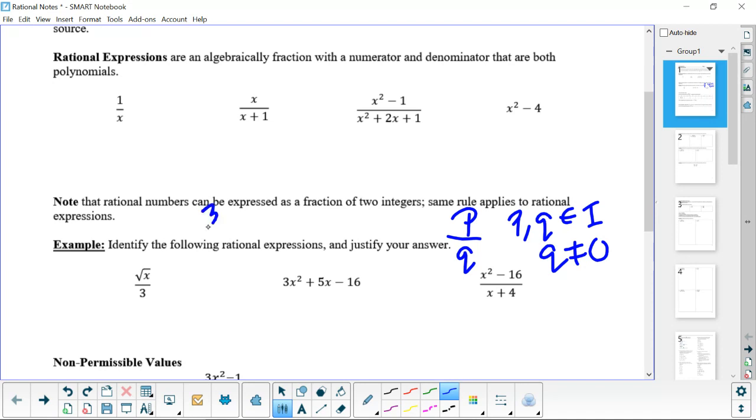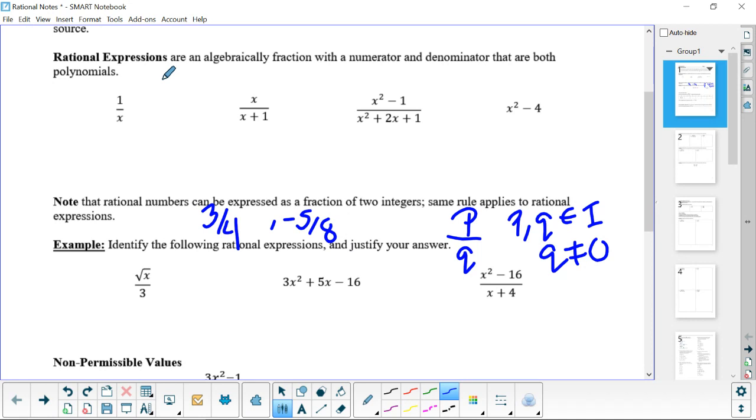3 by 4 is a rational number because 3 and 4 both are integers and our denominator is not equal to 0 here. Let's take another example, negative 5 by 8. Negative 5 and 8 both are integers and our denominator is not equal to 0.